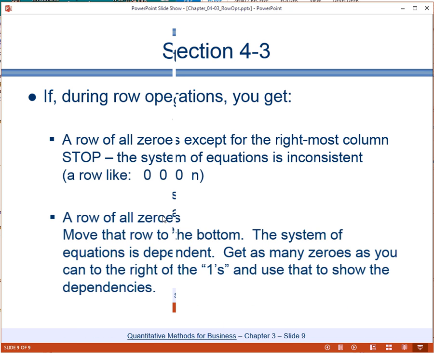So if you get a row of all zeros, just move it to the bottom by swapping it with whatever the row is on the bottom, and just keep working your matrix, except you're just going to have to get the upper left-hand corner to be 1, 0, 0, 1 instead of all the way down the diagonal. So that's how you do row operations to solve a system of linear equations.